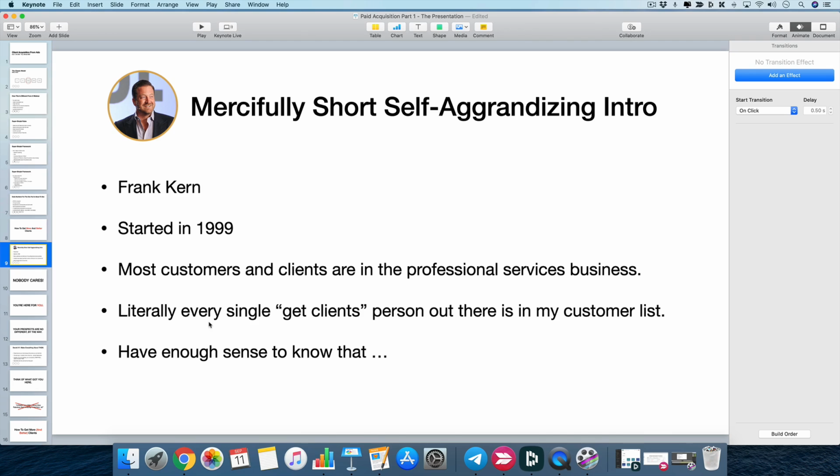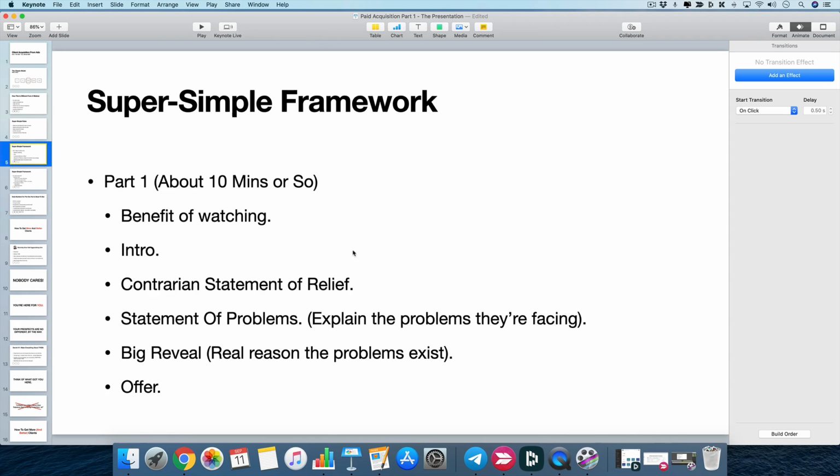And that's it, right? I don't think anyone cares about our mission statement or about our stories or any of that kind of stuff. If you've got some credentials, list them, but I don't make a big deal out of it. And the reason I don't make a big deal out of it is because of my very, very strong belief in what I'm about to say here, which is my contrarian statement of relief here.